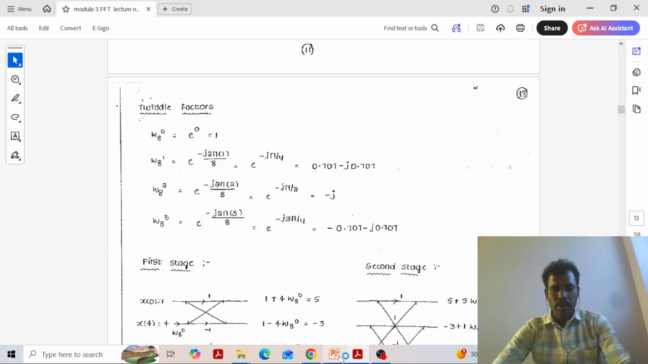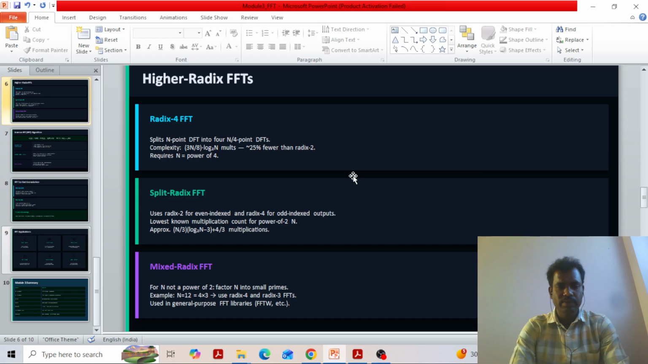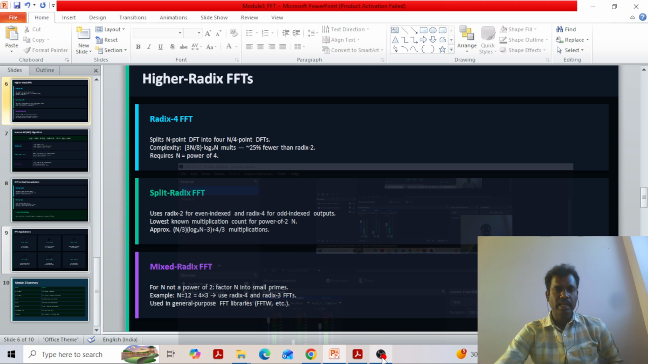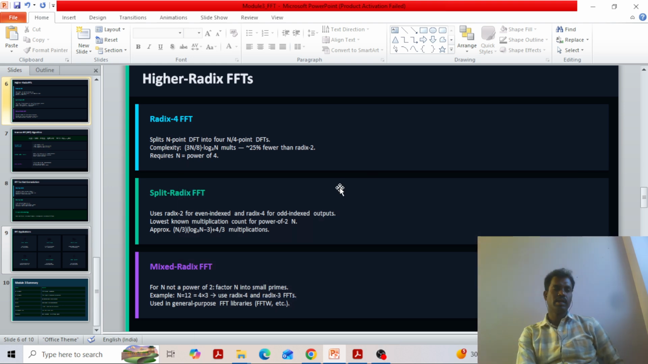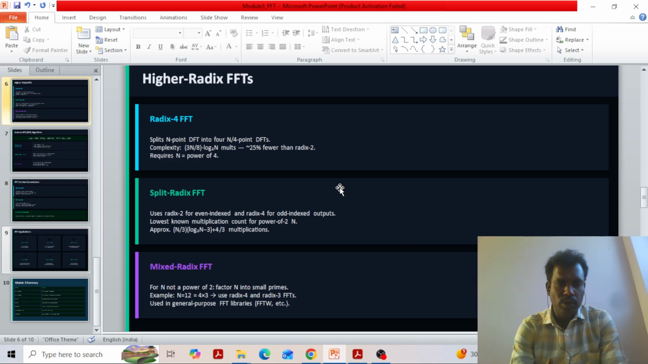So now let's see inverse FFT. This FFT we can calculate using either DIT FFT or DIF FFT. But before going to inverse FFT, let's see other kinds of methods. Apart from radix 2 FFT, we have radix 4 FFT, split radix FFT, and also mixed radix FFT. In radix 4 FFT, like the radix 2, we split into two n by 2 point groups, right?